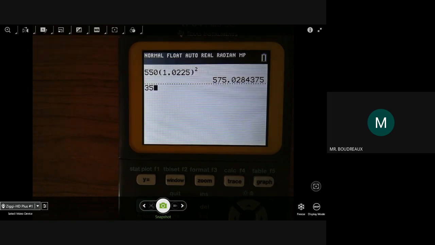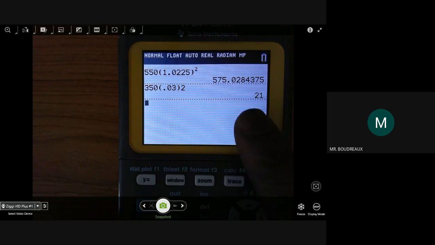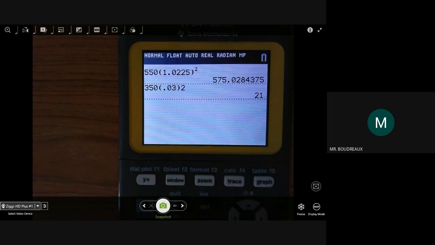Now the second account she did was simple interest. So that's 350. The interest amount was 3%, so that's 0.03. And the time again was 2 years. Now this 21 is only the amount of interest. Since they want the balance of the account, I have to add that to 350. So now I just take my two numbers, 575 and 3 cents plus 371. And bam, there it is.